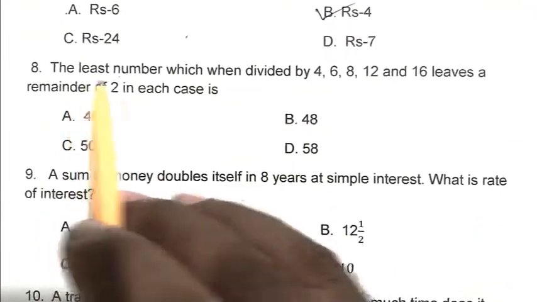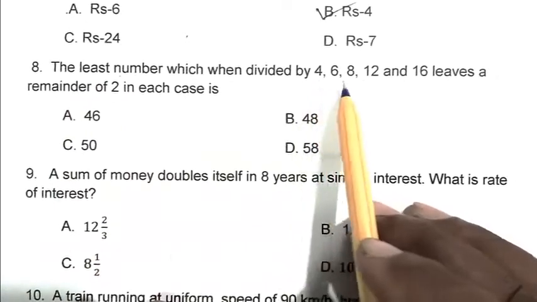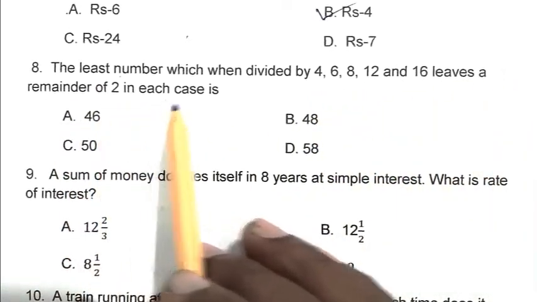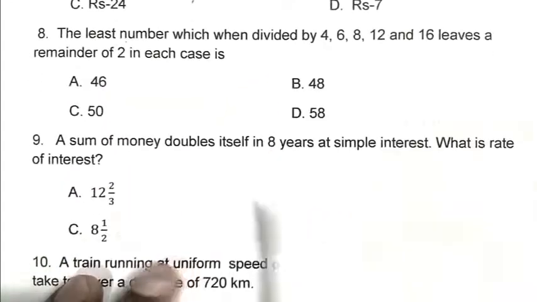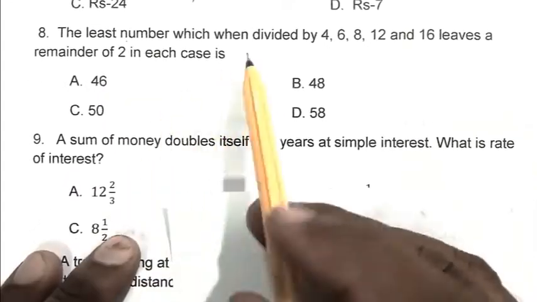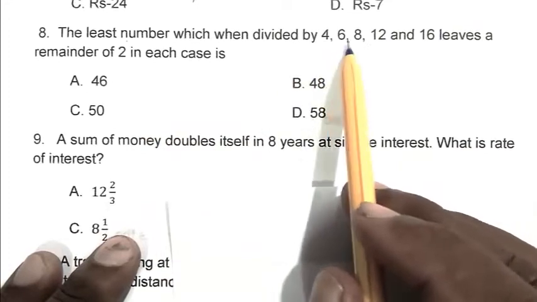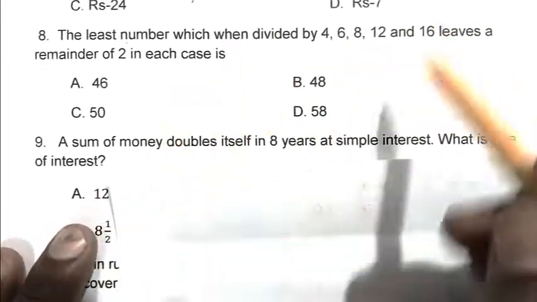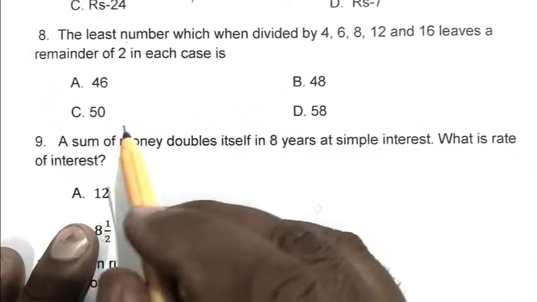Question number 8. The least number which when divided by 4, 6, 8, 12 and 16 leaves a remainder of 2 in each case is. So first we calculate the LCM of 4, 6, 8, 12 and 16. After that we add 2 to the result. So we get the resulting number.